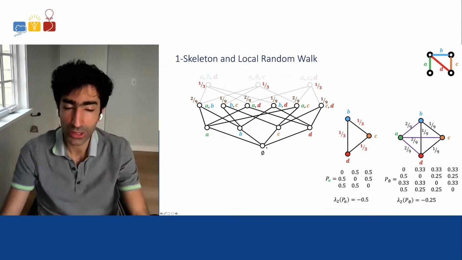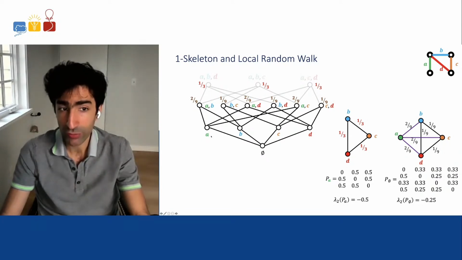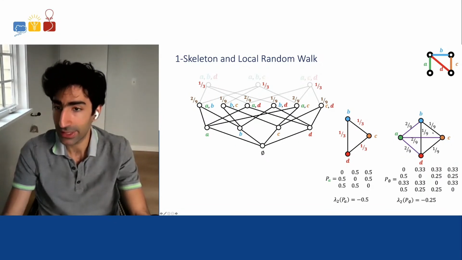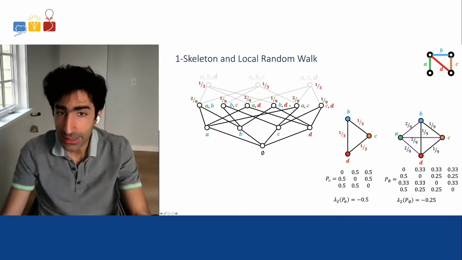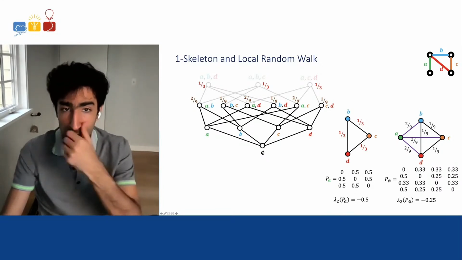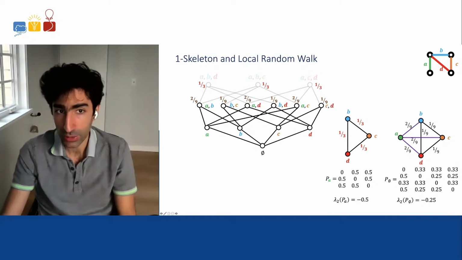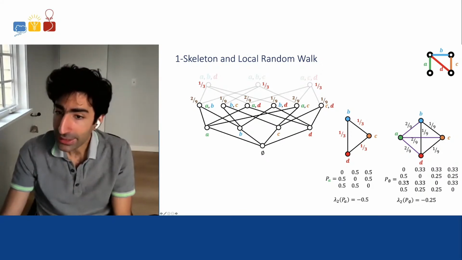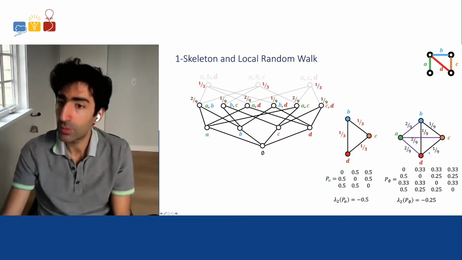So here, for the empty set, I have 4 faces of size 1: A, B, C, and D, and I have 6 faces of size 2: A B, B C, A D, B D, A C, and C D, and these are exactly all the edges. I look at the distribution here. I have 2/9, 1/9, and so on. I just put those weights on these edges. And now I can, again, write the transition probability matrix of a simple random walk on this graph.